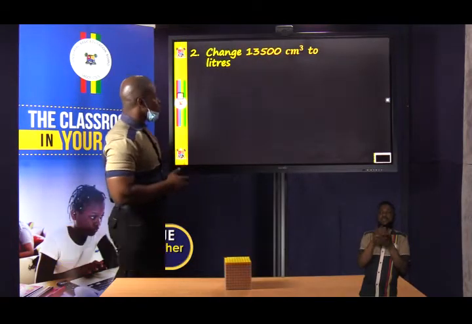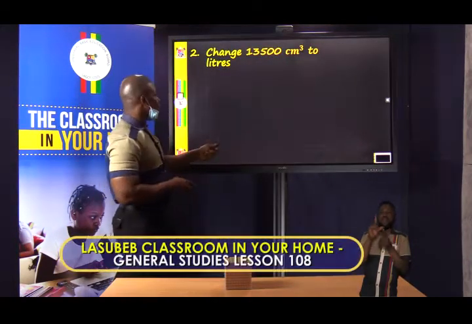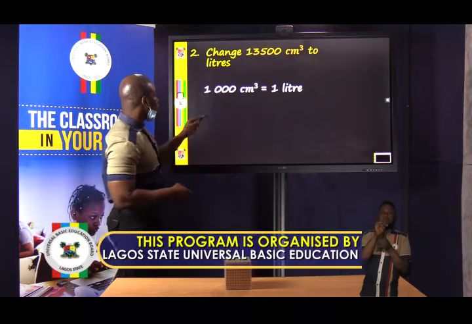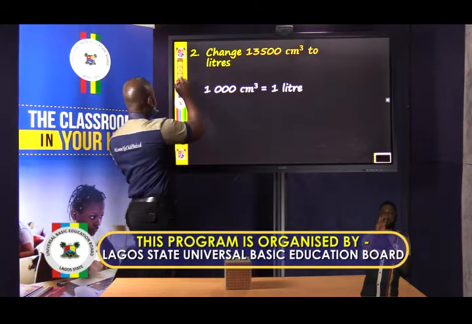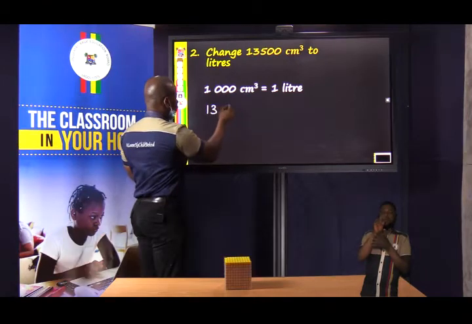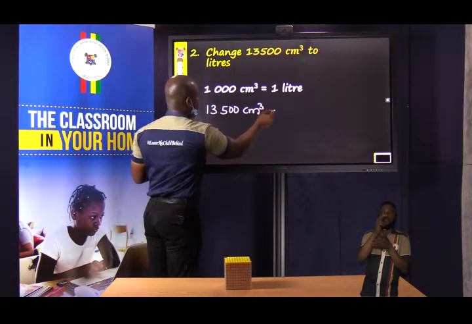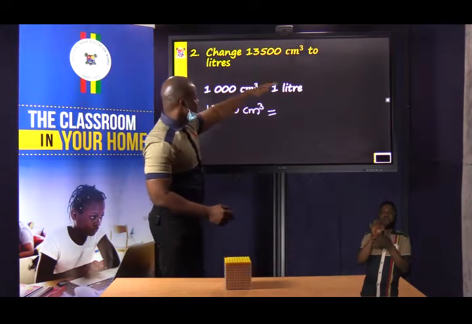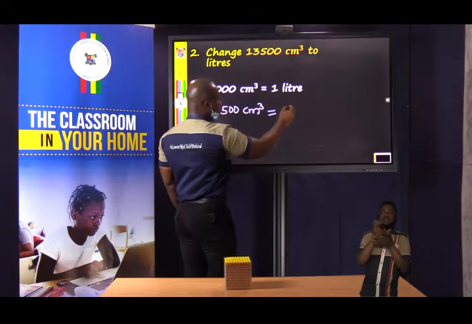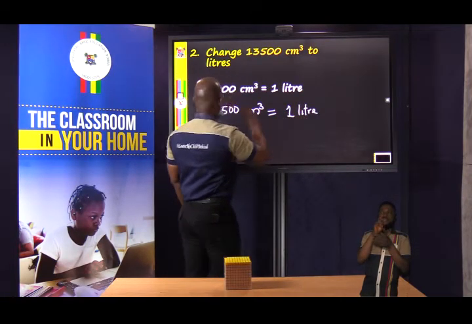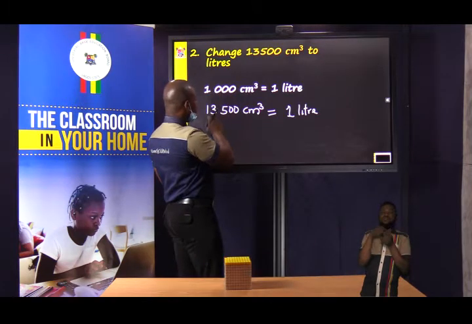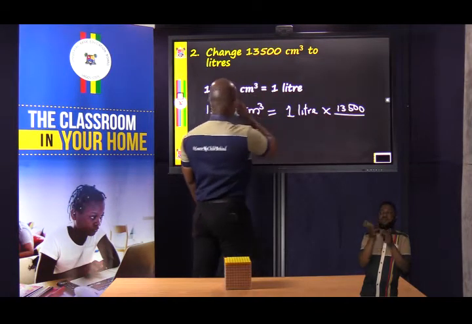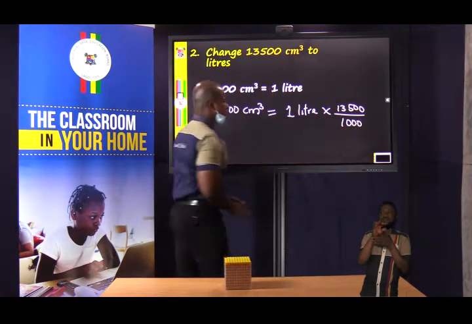This one says change 13,500 cubic centimeters to liters. So the relationship again is that 1,000 cubic centimeters is 1 liter. So 13,500 centimeter cubes. Now, since this has increased in the ratio 1,000 to 13,500, this will also increase in that ratio. And that means that we'll be multiplying 1 liter by this ratio. But since we're increasing, this bigger one has to be on top, times 13,500 all over 1,000. So that should be the next expression.